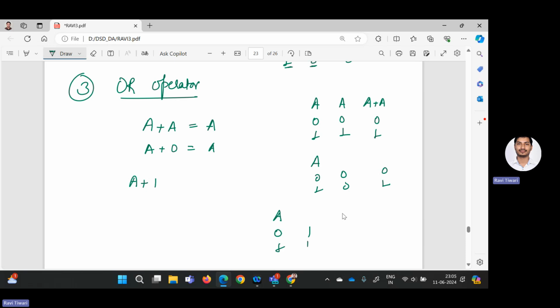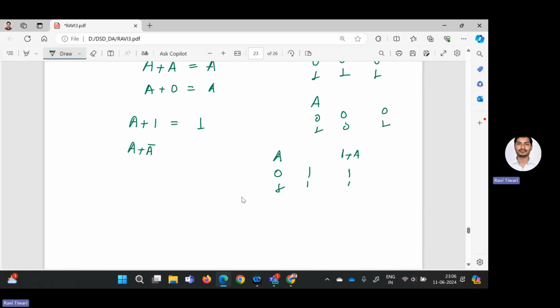This is 1, 1. If I take 1 plus A, or A plus 1, I will get 1. That means 1 plus A is equal to 1. The last one is what? A plus A bar, and we have to check what output I will get.